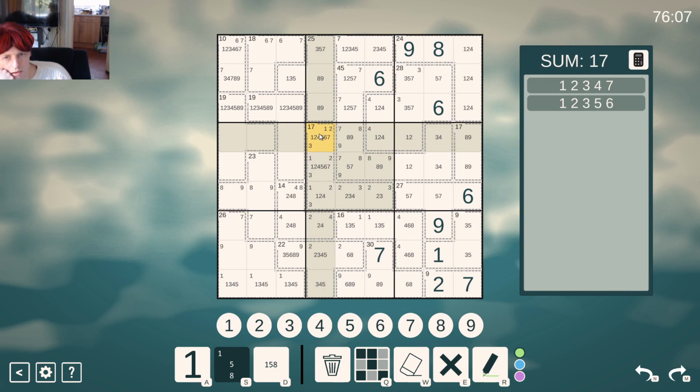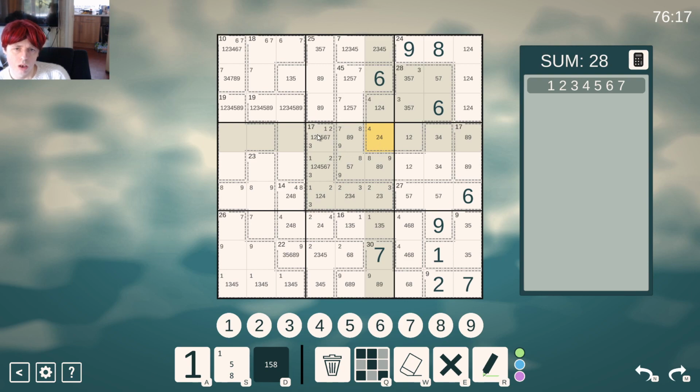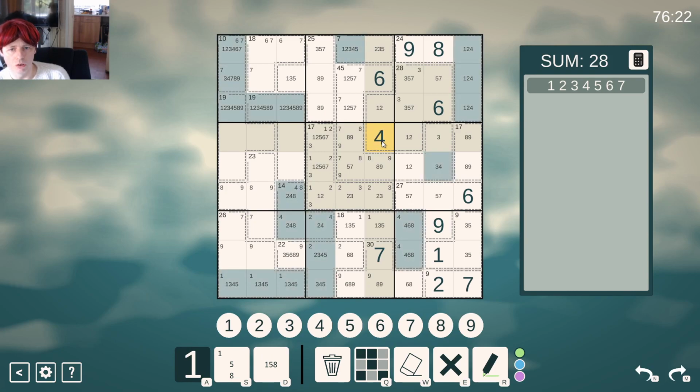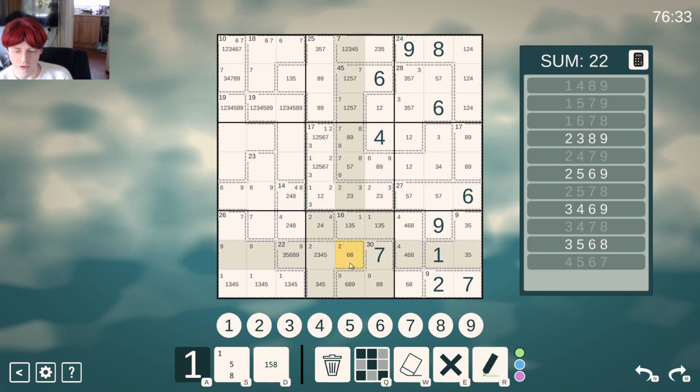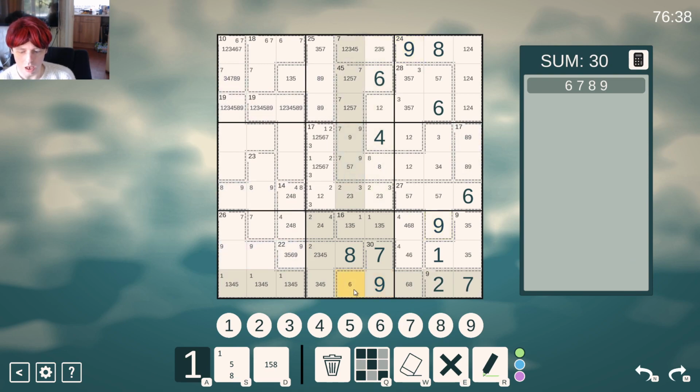Does that? That contains a 1, so that is not a 1. And it contains a 2, so that's not a 2. That must be a 4. So that's 1, 2, 3, 5, 6. We've got 2 and 3 here. That means that's 8. We got the 9 then, and the 6, and the 8.